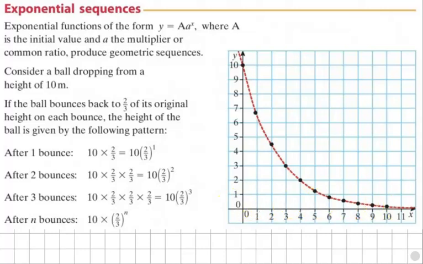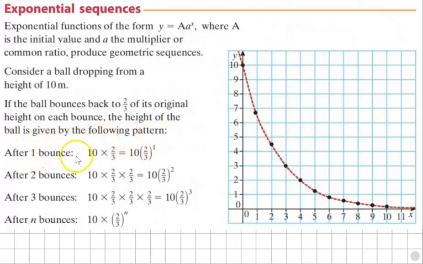So we have our x-axis and our y-axis, and at 0 on the x-axis, we have a point at 10 on the y-axis. So that point there is 0, 10. This is where the ball is dropped. It's dropped from a height of 10 meters. If the ball bounces back to 2/3 of its original height on each bounce, the height of the ball is given by the following pattern.